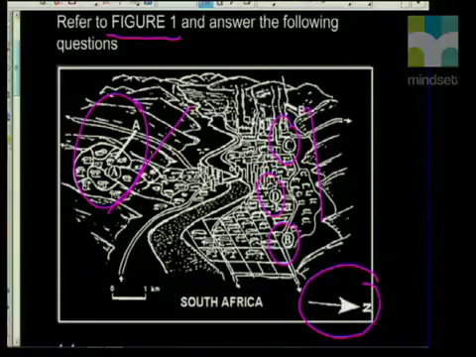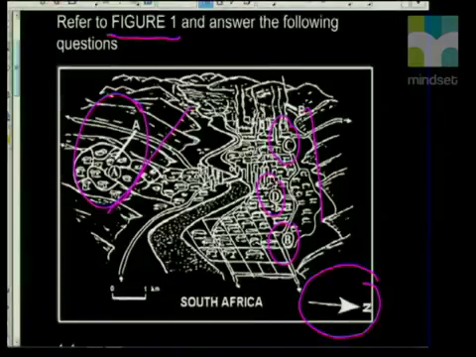Already we're starting to pick up what the examiner is focusing on. For instance, we can see north. This is the north-facing slope down here, and we can see there's a lot of activity happening in this area. So the settlement is basically on the north-facing slope.